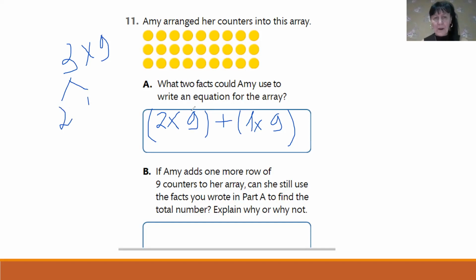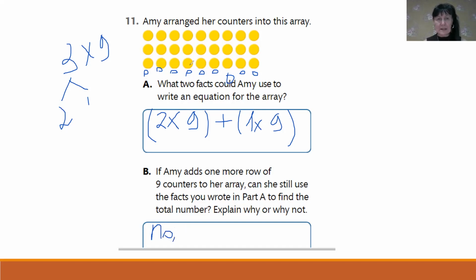Part B. If Amy adds 1 more row of 9 counters, can she still use the facts you wrote in part A to find the total number? Explain why or why not. If we draw like this, you are showing that you add 1 more row of 9 counters. So we are drawing 9 more counters. Now can we use the facts 2 and 1? We are writing no.